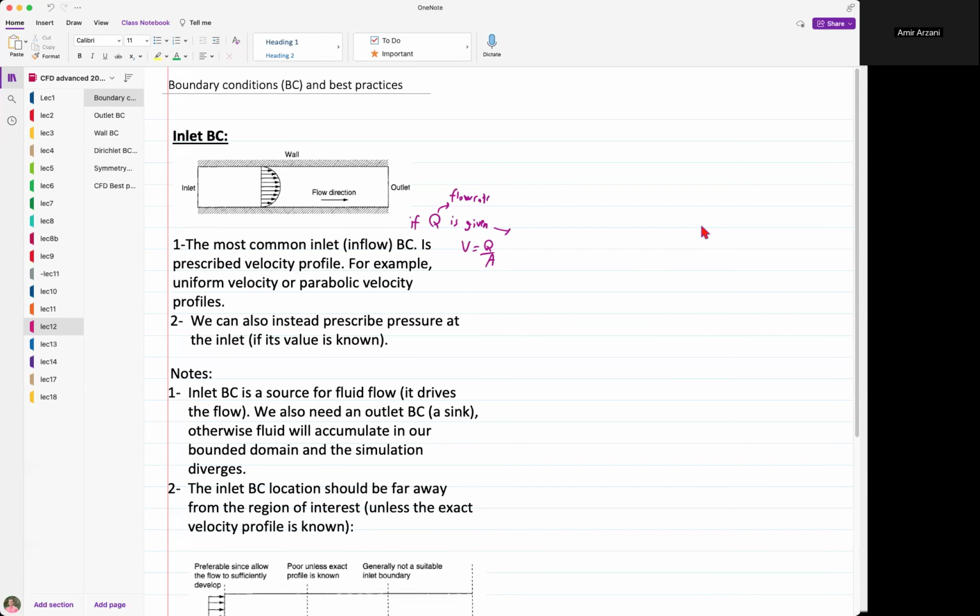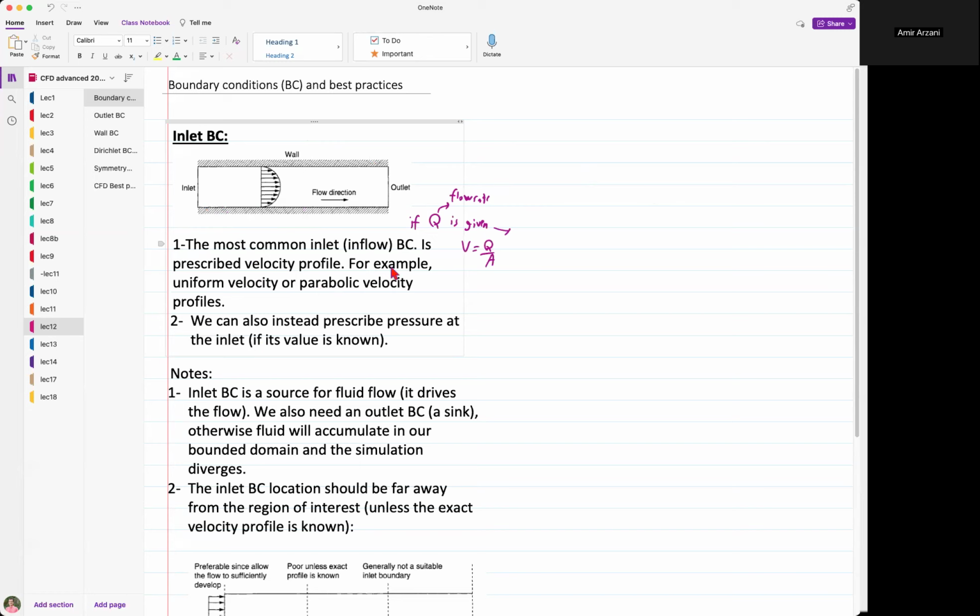Hi, in this lecture, we will talk about boundary conditions and some best practices in CFD simulations. So for inlet boundary conditions, the most common choice is an inflow boundary condition where we prescribe a velocity profile at the inlet. For example, a uniform velocity profile or a parabolic velocity profile.